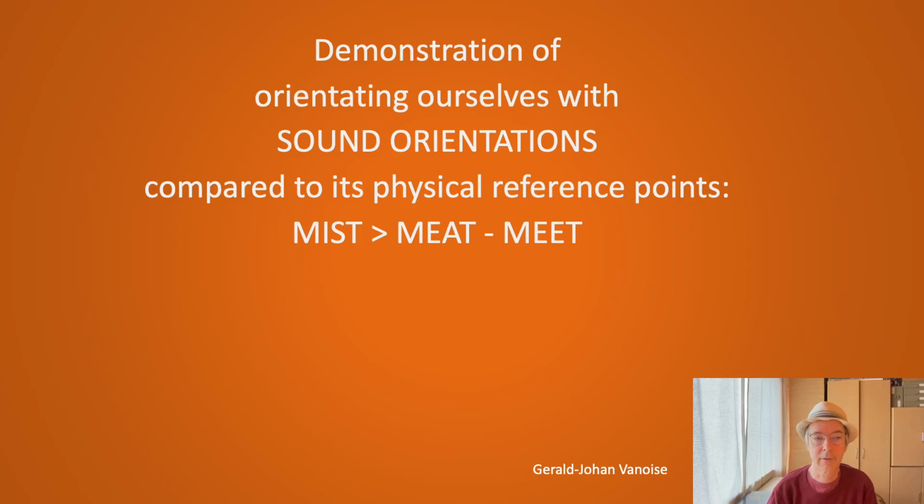Let me introduce you to a couple of words, how they are used and can be used, as a systematic sound orientation, how we orient ourselves in sounds and in combinations of sounds, and change it also into a more physical appearance in that position. And I will use for that the word mist that I had before, and I will gradually compare it to meat, written with E and A, and meet, written with double E.